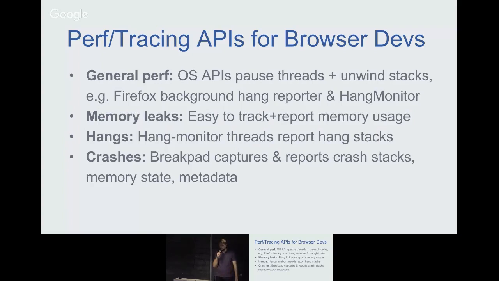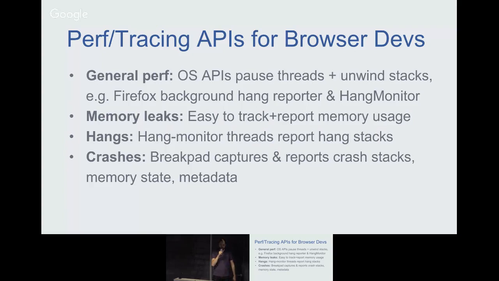For general performance, operating systems provide APIs to pause threads and unwind stacks. I know Firefox, for example, has a system called the background hang reporter that keeps track of when it takes longer than a certain threshold, which I believe is 50 milliseconds, to handle an event. If it takes longer than that, it captures a stack, and those stacks get reported to a telemetry backend where they get aggregated and create top lists of things to optimize. I'm sure Chrome has something similar. There are also systems like hang monitors to detect when threads are hung. I know that Chrome has a watchdog system as well.